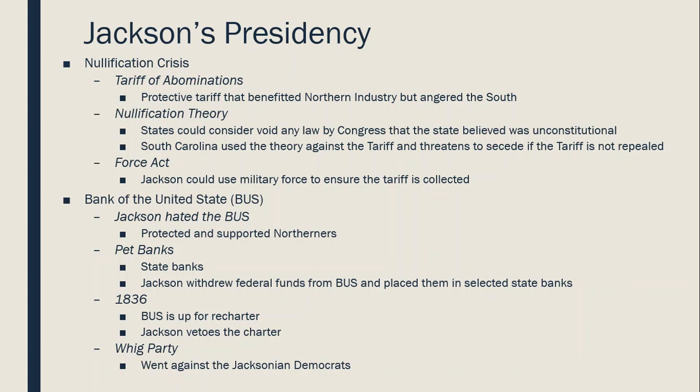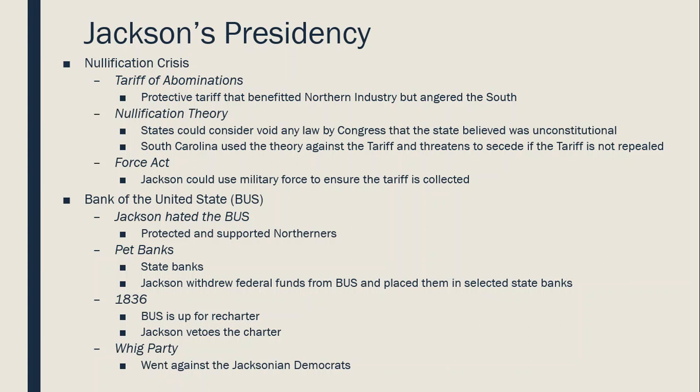Well, Jackson's vice president was John C. Calhoun, and John C. Calhoun was from South Carolina. And so John C. Calhoun actually gives up his position as vice president because he and Jackson do not see eye to eye when it comes to the tariff of abominations. And he becomes a senator to be able to challenge the idea of the tariff. So this is where the state of South Carolina threatens with the nullification theory, where they claim that a state can consider a law made by Congress void or unconstitutional and that they do not have to follow it. So South Carolina used this theory against the tariff of abominations.